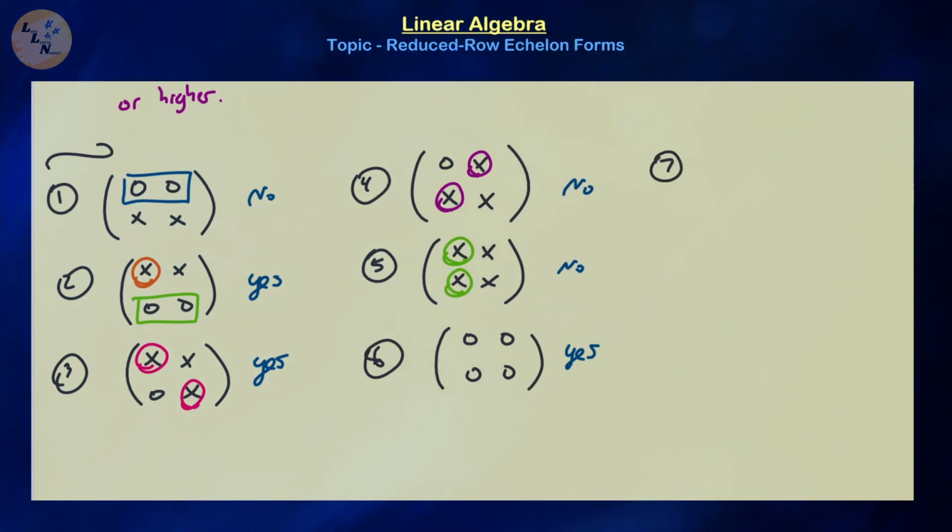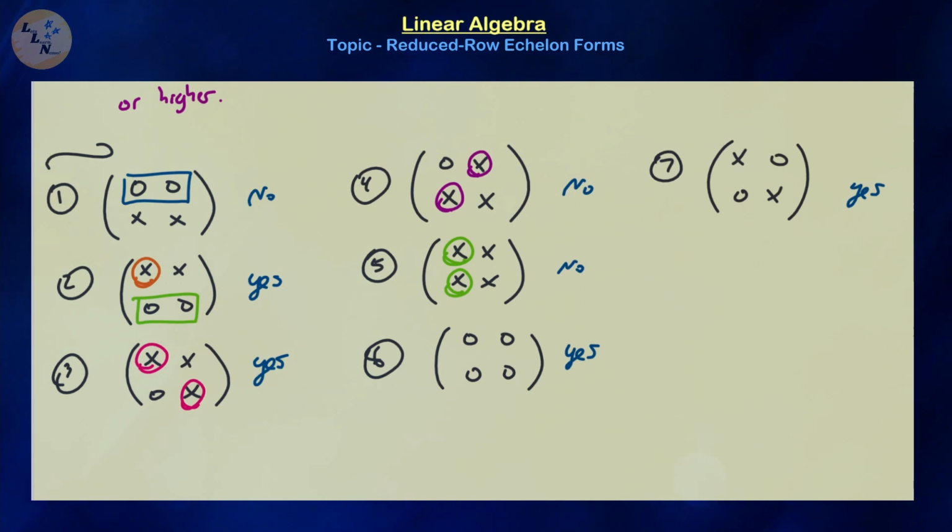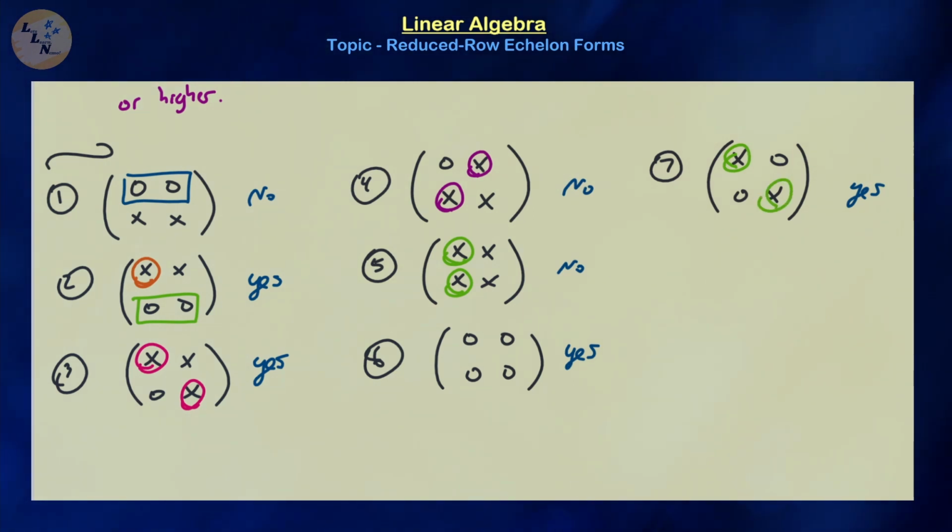Scenario 7. Suppose I have x, 0, 0, x. So a diagonal matrix. Is this in row echelon form? The answer is yes. There are no all zero rows, so that by default cancels out. Our leading coefficient for row 1 is in column 1, and our leading coefficient for row 2 is in column 2, and 2 is bigger than 1, so that satisfies both requirements.